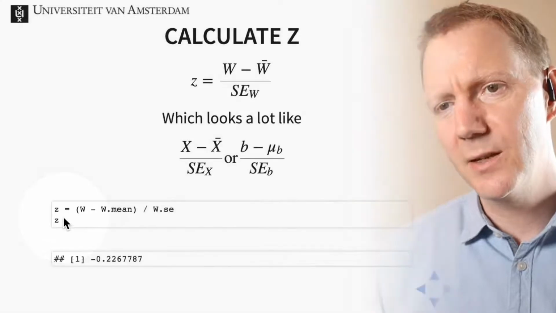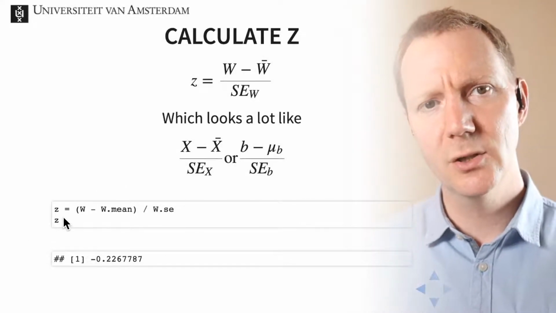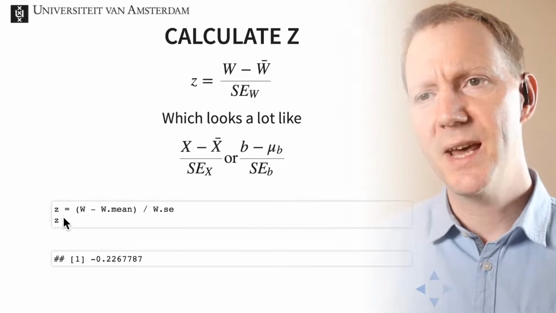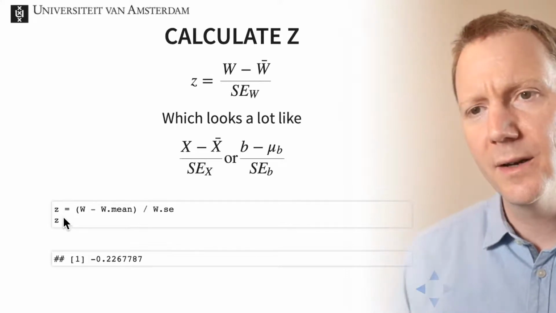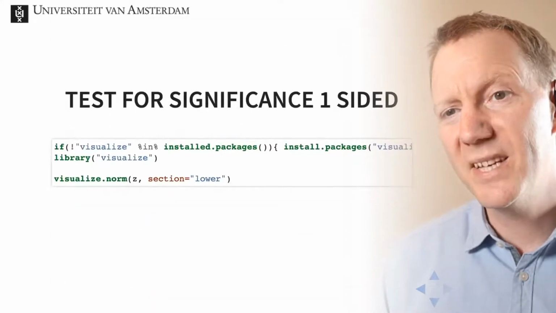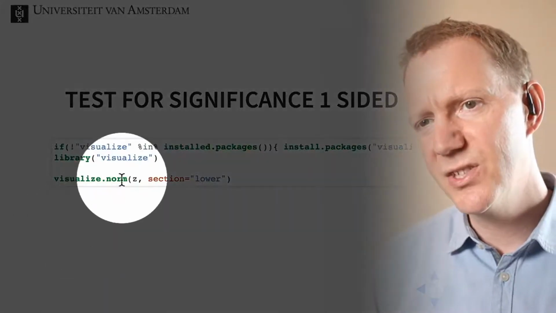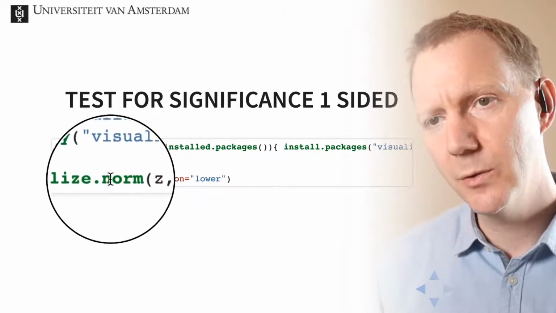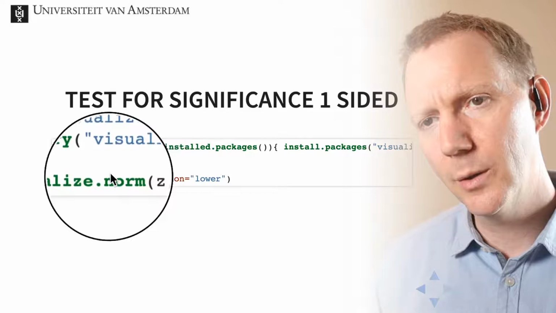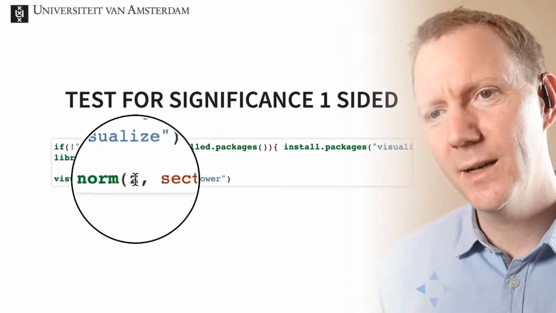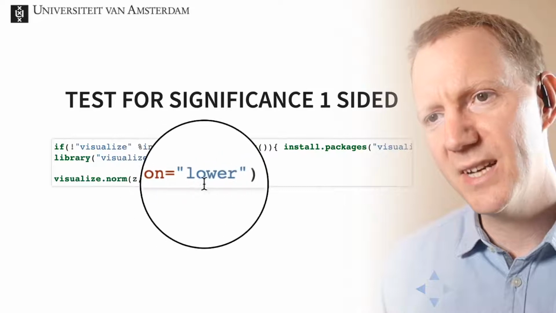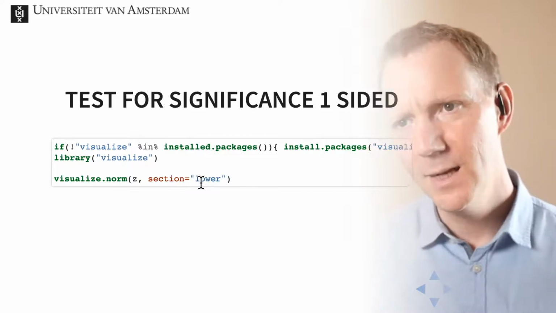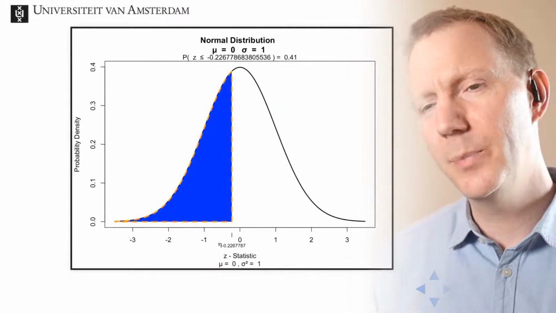And the Z value is standard normally distributed, right? So that means that we can apply again the basic visualize function on the Z. So it's a standard normal distribution. So we apply the visualize norm from normal, and we give it the Z value, and we can set the section to lower or to tails if we would like to test two-sided. And that will yield us our p-value.